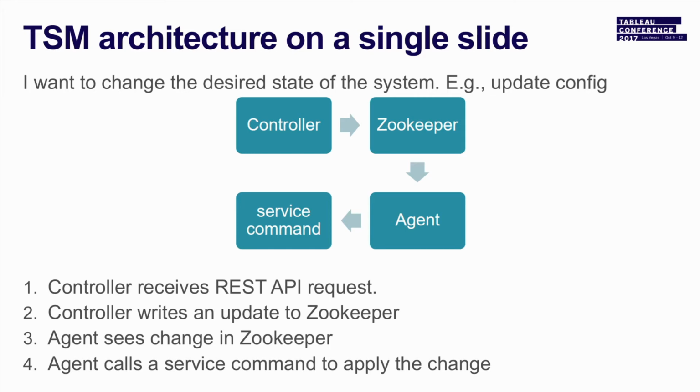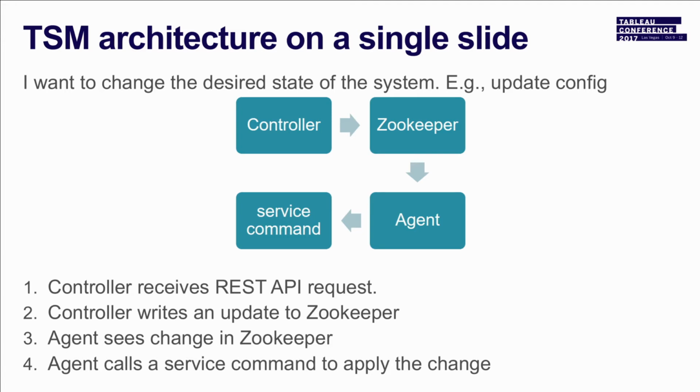If you want to understand where Tableau Services Manager is coming from, on one slide, it's this slide. If you want to make a change, so you want to change a configuration value, or add a backgrounder, or start server, or stop server, or take a backup, anything that changes the state of server, then things flow from the controller. They get written into Zookeeper. Agent sees them, and then agent will go run some service command to make that happen.